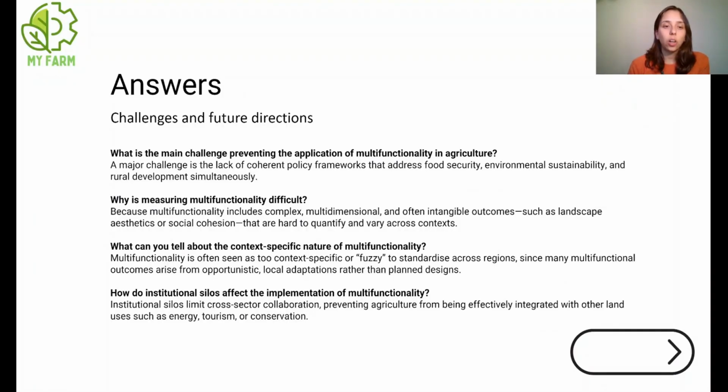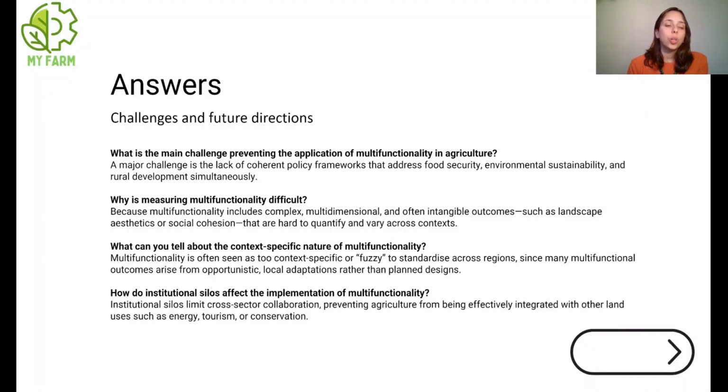Regarding the context-specific nature of multifunctionality, we can tell that multifunctionality is often seen as too context-specific or fuzzy to standardize across regions, since many multifunctional outcomes arise from opportunistic local adaptations rather than planned designs.